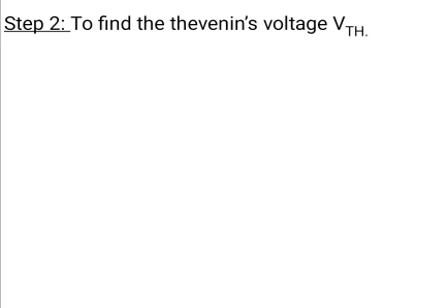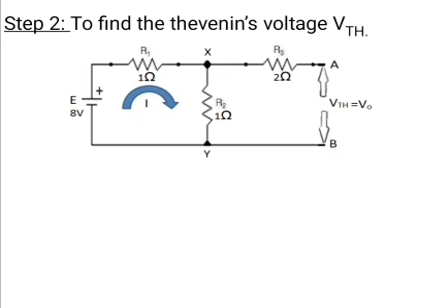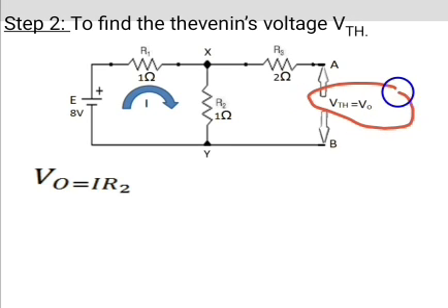Step 2, to find the Thevenin's voltage, remove the load resistance by open circuit, in which the current is to be found, and find the open circuit voltage which appears across the two terminals. That means at A and B, where the resistance has to be removed. That means VO, the output voltage at the two terminals A and B.